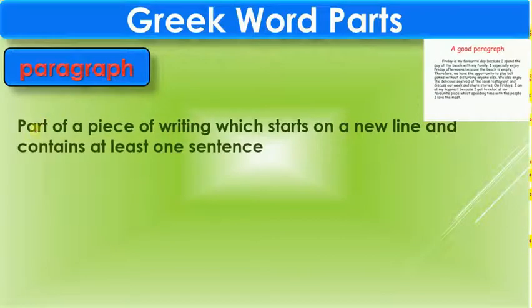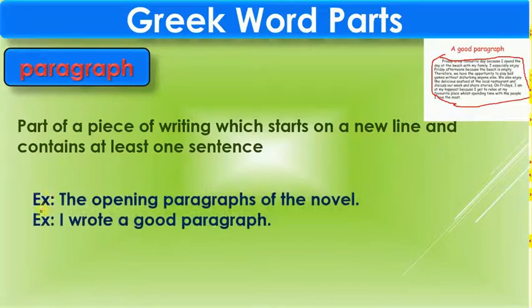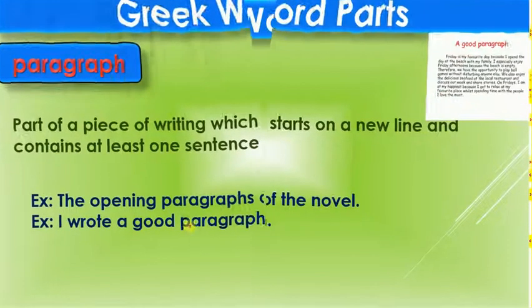Paragraph. A paragraph is part of a piece of writing which starts on a new line and contains at least one sentence. And I know many of you wrote many paragraphs and you know the shape. It's so easy. The opening paragraphs of the novel. Example 2. I wrote a good paragraph.